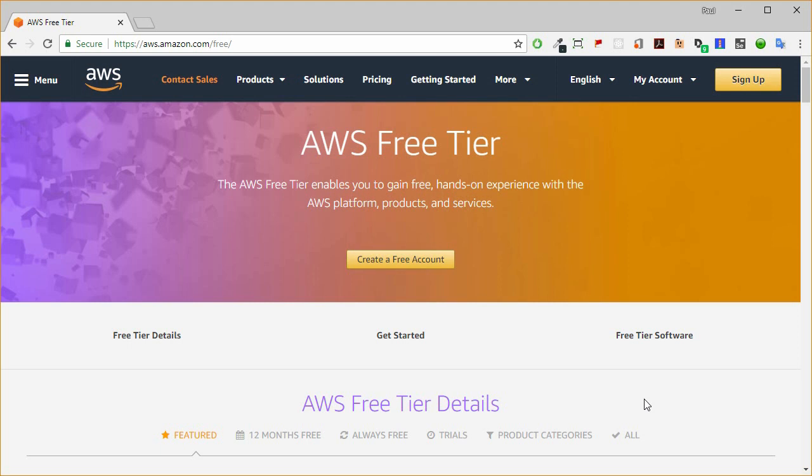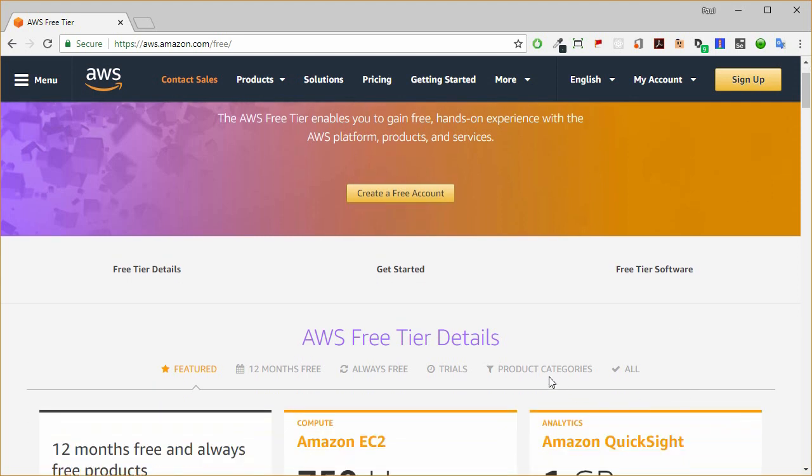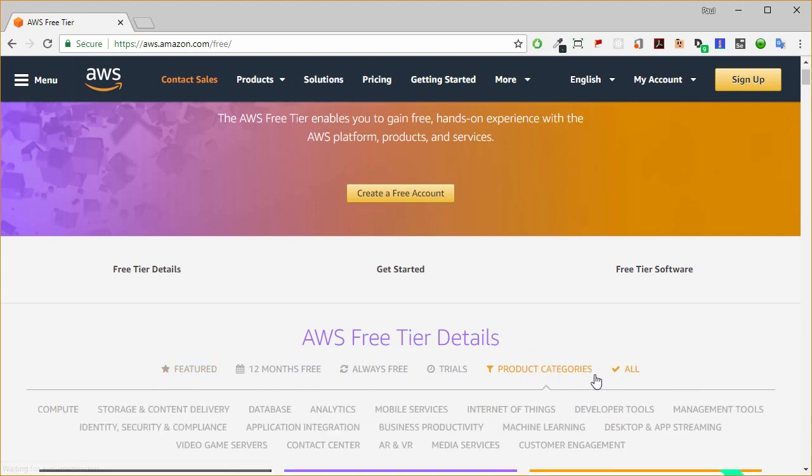We also have some things that are always free. So provided we stay below a certain limit of that service, we're going to get that for free as well. And that won't be affected by the 12-month period at all. We also have short trials of services as well. Now, we can have a look here at the product categories, so I'll just click on that.